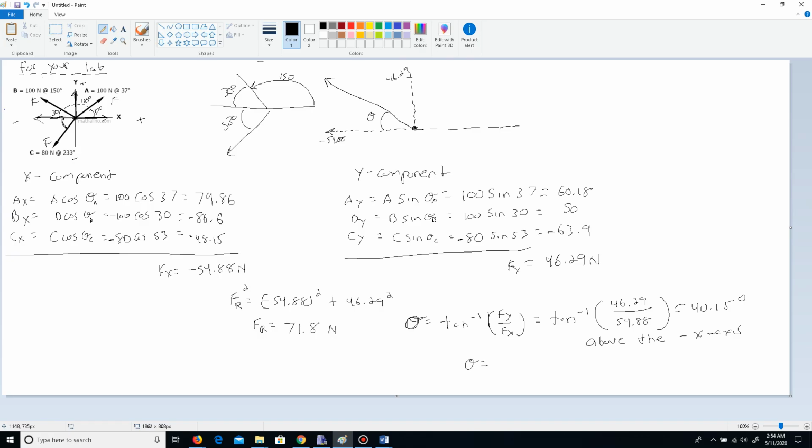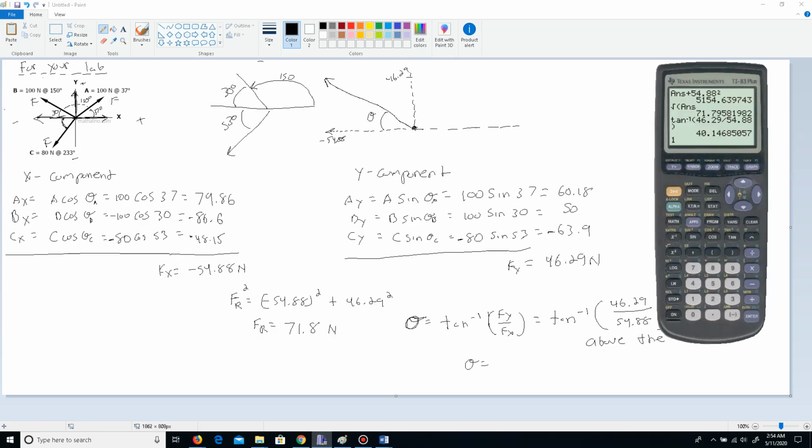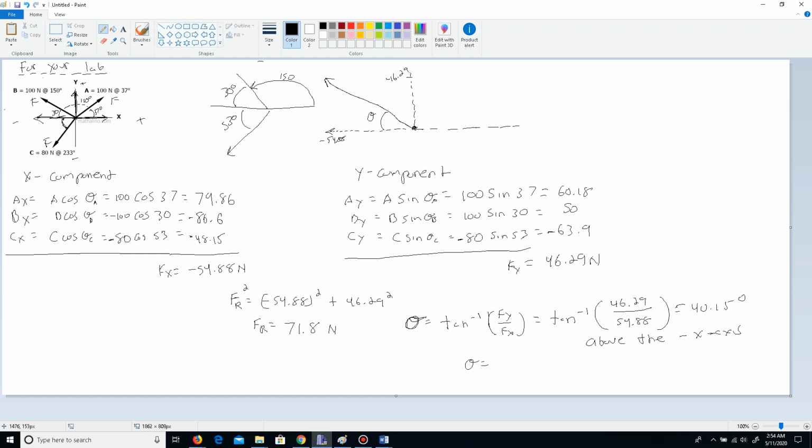So we can say that the angle is 180 minus that, 139.9. So the angle is 139.9 degrees from the x-axis. And how much is 71.8? Okay, so let me make sure that there's nothing else with that. All right.